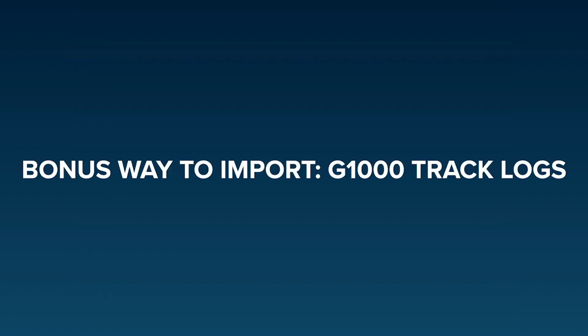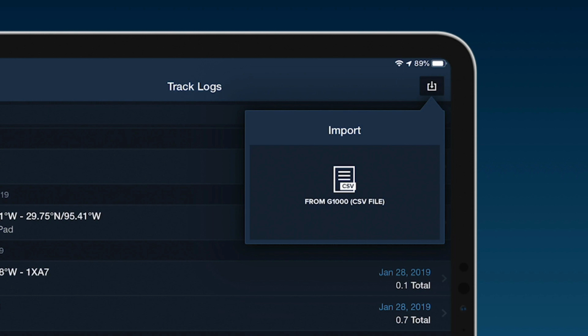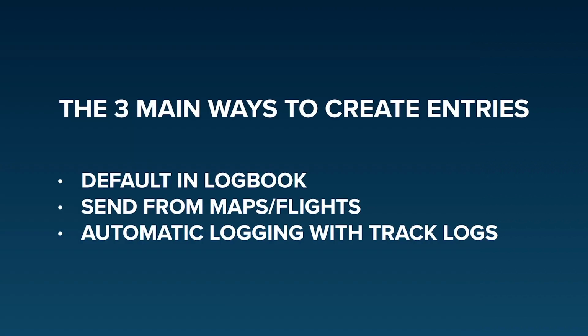A bonus way to bring new entries in, this is a recent feature we released, is if I have a G1000, that G1000 actually records those track logs as part of the SD card on there. And I can import those into ForeFlight using the new import option in here. So if you've got a G1000 equipped aircraft, this is a great feature to explore and use to bring those files across. So those are the 3 main ways that you can create entries inside of ForeFlight.